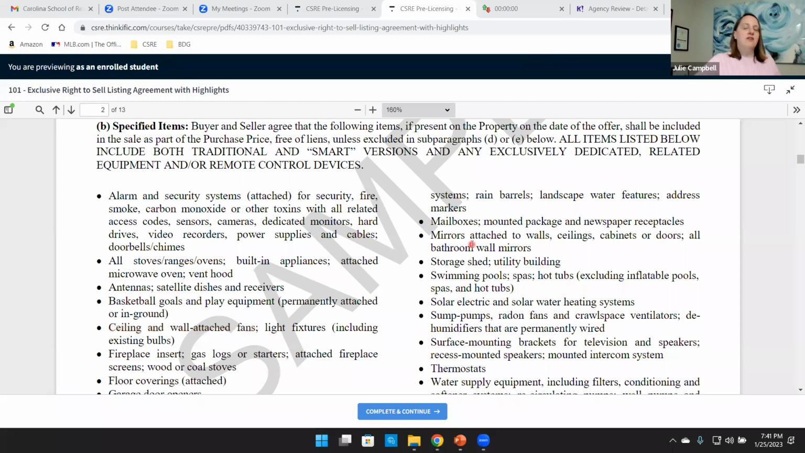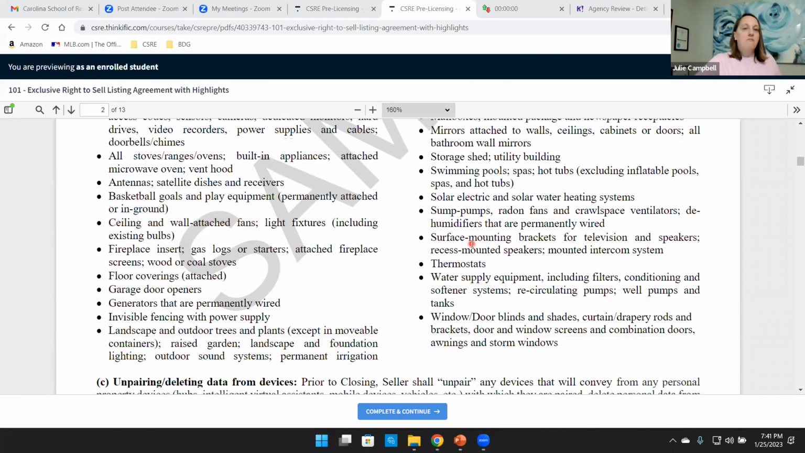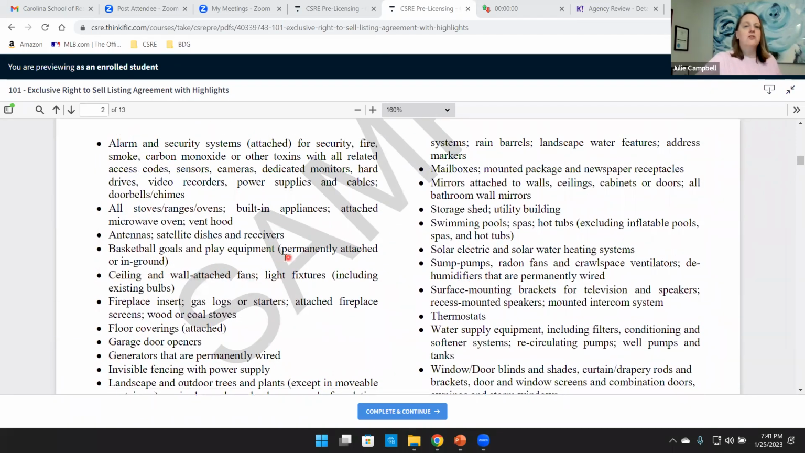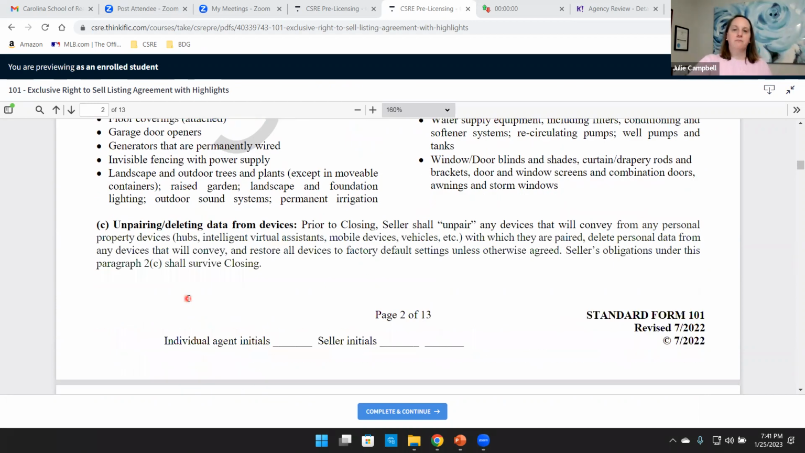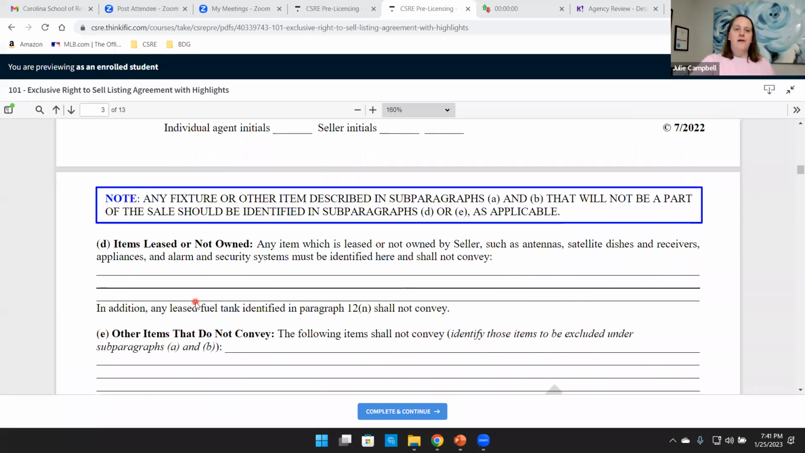So many times I've been on listing appointments and we've been discussing fixtures and the sellers have said, okay, we'll look at this after, we'll look at this before we go to bed tonight. You know what? I'm a really patient person. I can sit here for 3 minutes for you to look at this list and tell me what you think you're going to take so we can have a conversation about it now. Does that make sense? Not just leave it to chance. We got to make sure we're on the same page with fixtures.